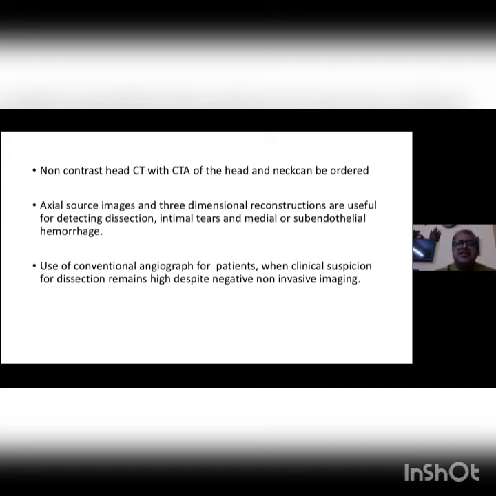Use conventional angiography for patients when clinical suspicion for dissection remains high despite negative non-invasive imaging. So there is no need for a routine conventional angiogram, but if the clinical suspicion is very high, even though the MRA and CTA sensitivity is quite good, if it is not picking up, or maybe missed in a few cases, then you have to go for a conventional angiogram. This is the international recommendation. It is all more individualistic actually.